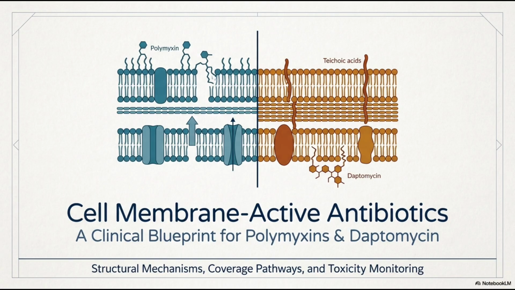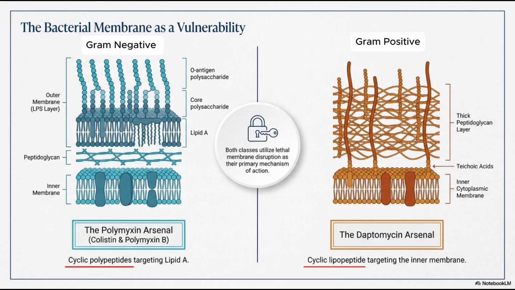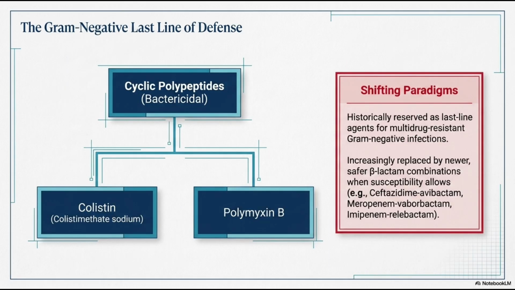Right, we're looking at two distinct demolition camps here. Yeah, first, the gram-negative wrecking balls, which are the polymyxins. That includes Colistin and Polymyxin B. And second, the gram-positive zapper, Daptomycin. Let's start with those gram-negative wrecking balls.